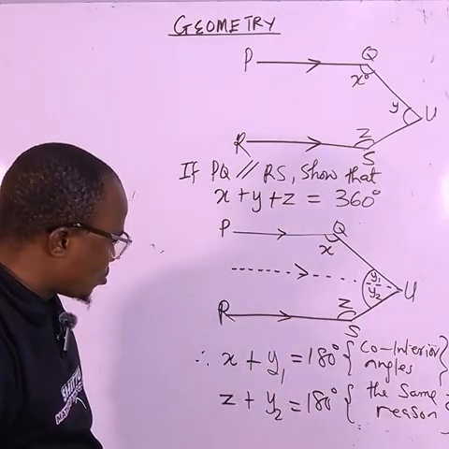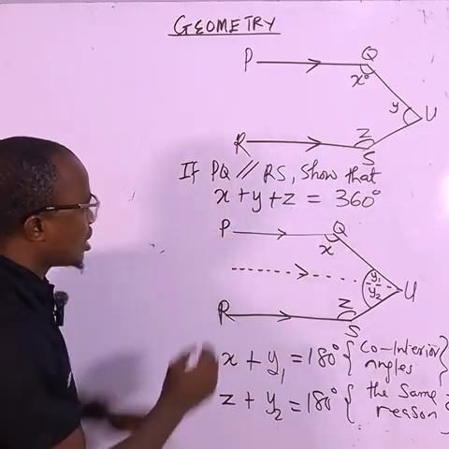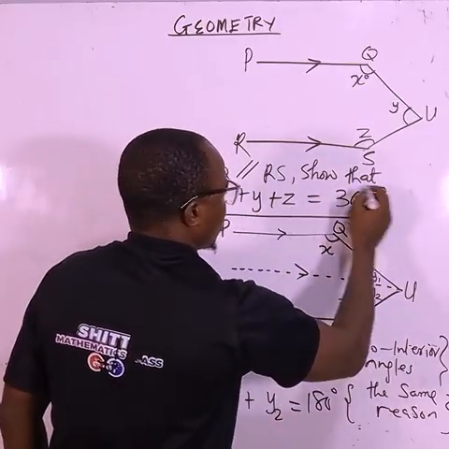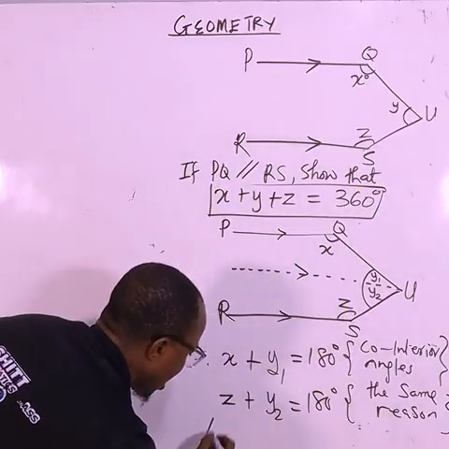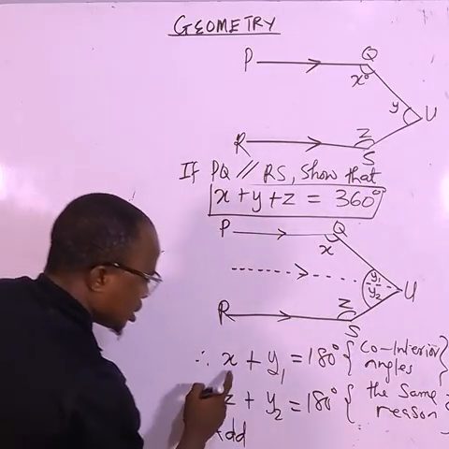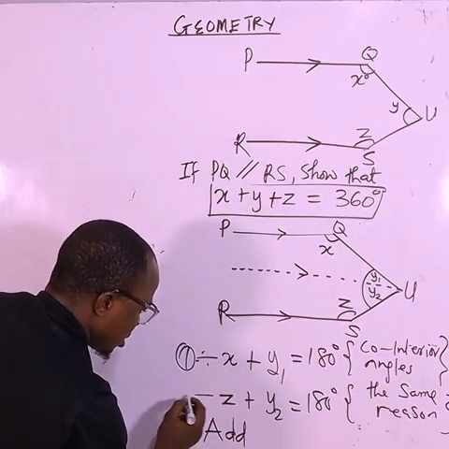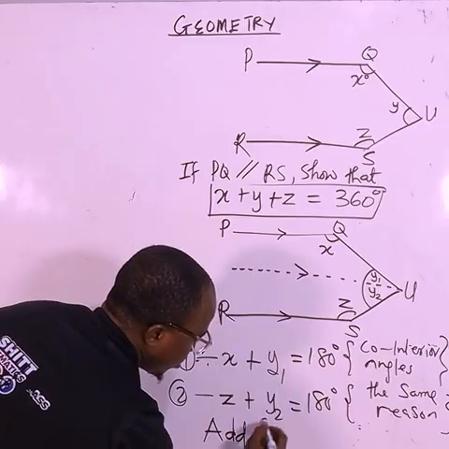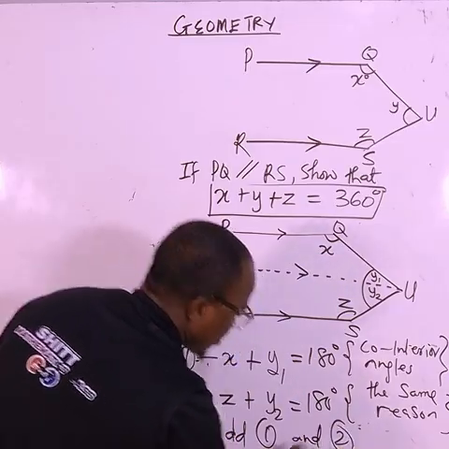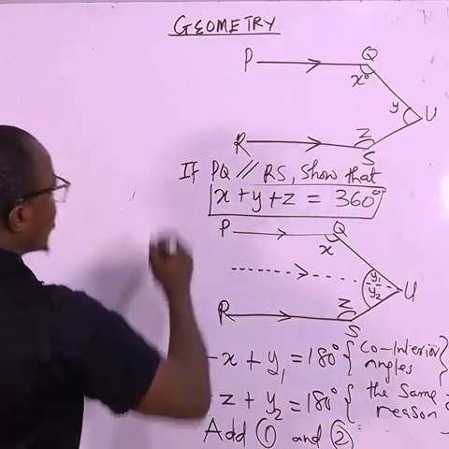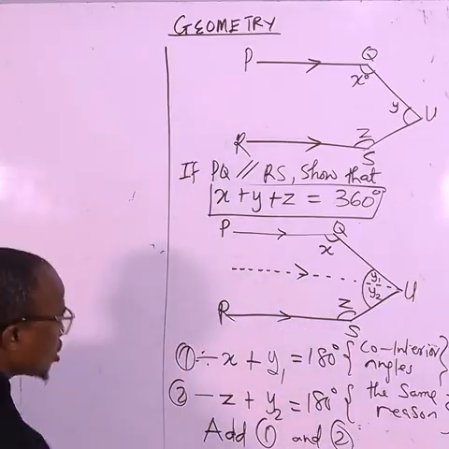Now, the next thing we're going to do. Don't forget that this is what we want to know. Let's call this equation 1 and this equation 2. So you add 1 and 2 together.